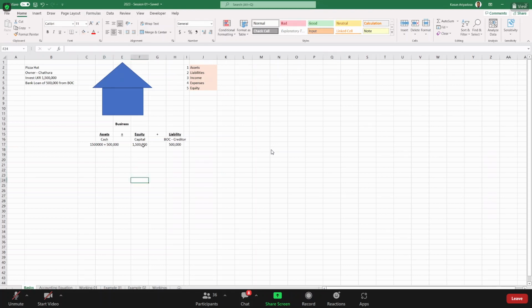We have equity capital of 1.5 million. We have a liability of 500,000. So now we have built something here, which is called the accounting equation. Let's put a different color. The basic accounting equation says assets equals equity plus liability.